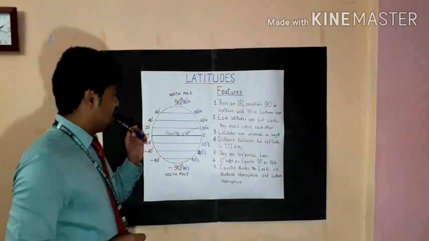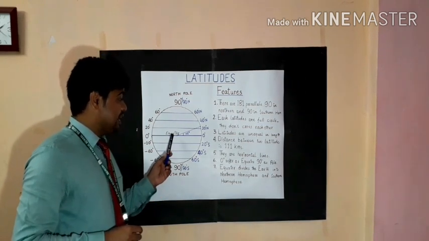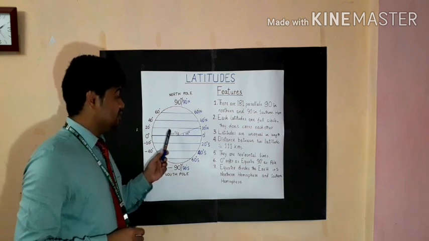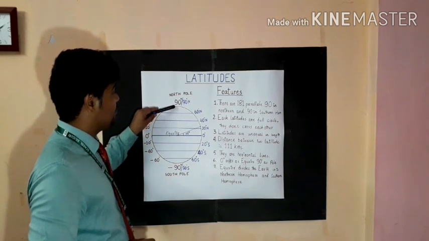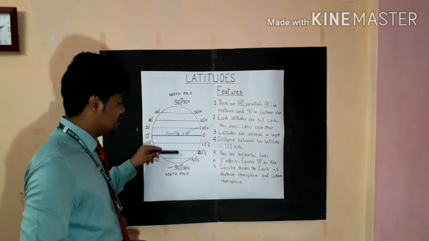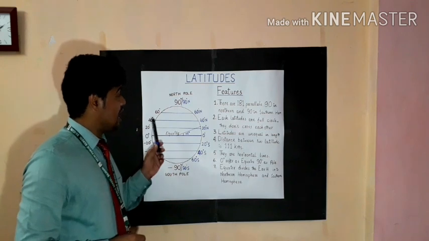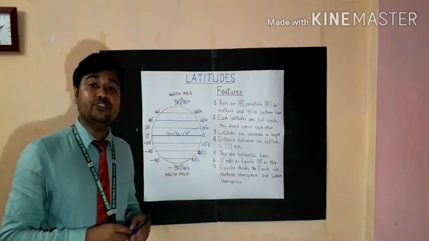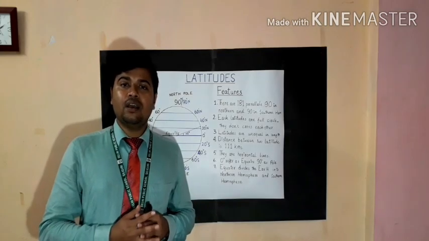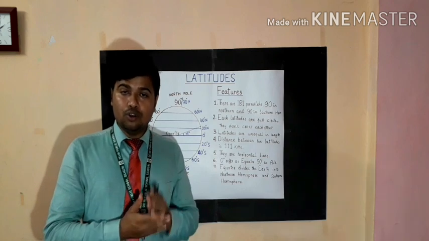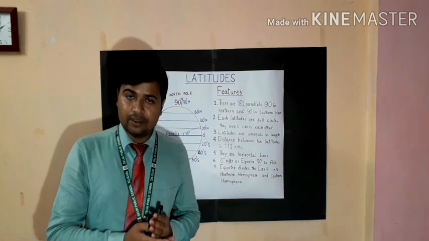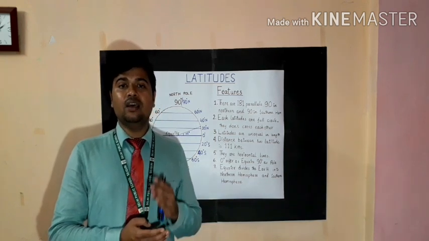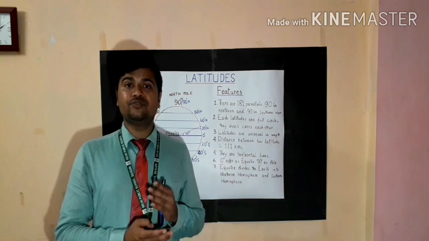Now another important feature is that the equator divides the earth into two hemispheres. One is the northern hemisphere and another one is the southern hemisphere. So these are the important features of latitudes. So today we learned about the globe, axis of the earth, equator, prime meridian, latitudes and its features.